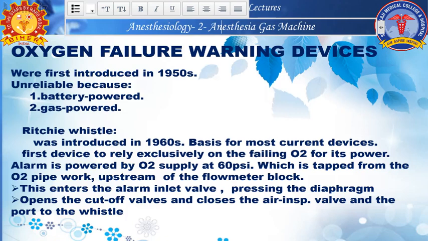So again, coming to the next important feature, the oxygen failure warning device. This also has gone through so many developments. It was introduced in the 1950s. Now battery powered, so many advancements have happened in this portion of the machine also. Ultimately, whenever the oxygen pressure falls below the set limit, the alarm should be properly given.